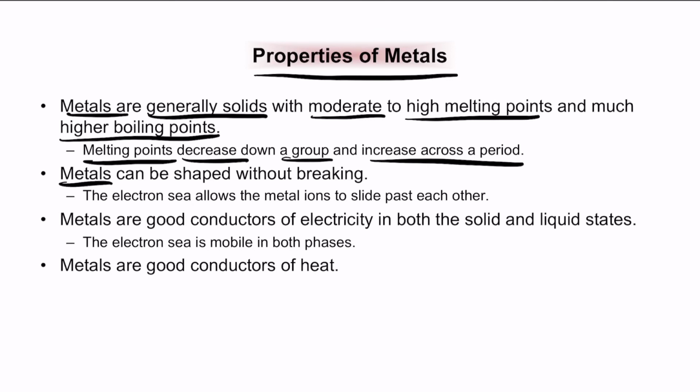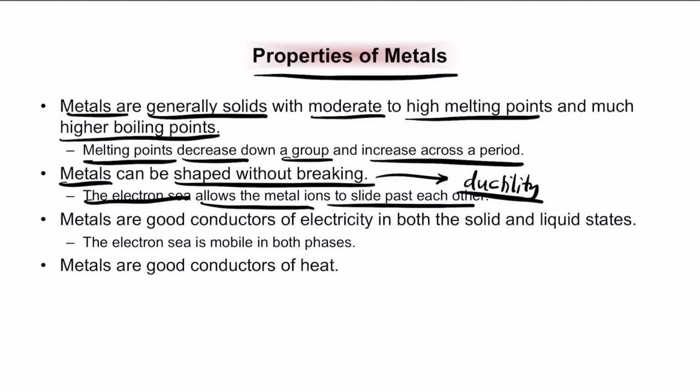Now, metals can also be shaped without breaking. This property is called ductility. This is one of the main properties by which human civilization has moved forward, because without it, it would have been hard to make structures in general. The electron sea here is the one that allows the metal ions to slide past one another. We'll talk about it in the next slide.